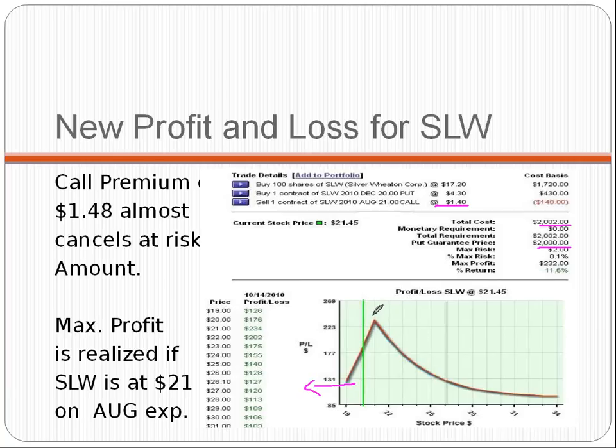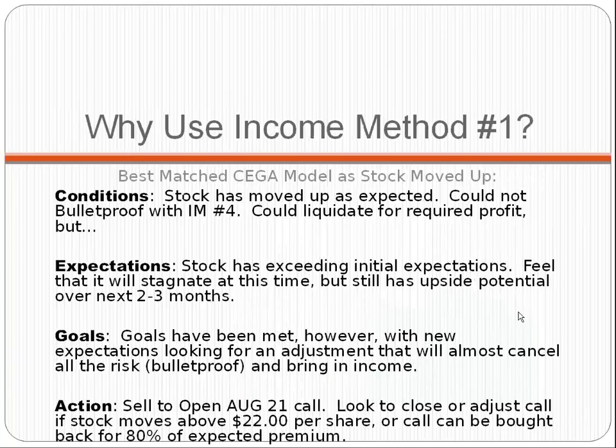So I did cap my gain, but applying my CEGA model, I was comfortable with this potential that it might be 11.6%. The stock probably wasn't going to be trading right at $21 on August expiration in order for that to happen. But let's say it moved up to about 22, 22.50, I'm still comfortable with this profit line here, and I have managed to essentially cancel all of the risk on the downside, a bulletproofing move with income method number 1.